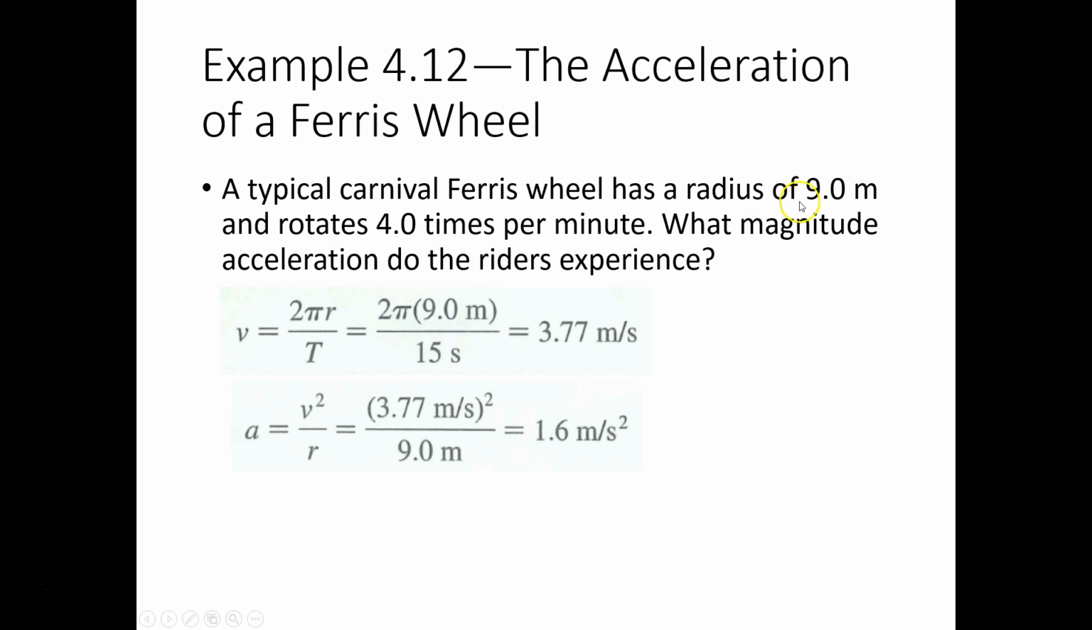So if I have a Ferris wheel, it has a radius of 9 meters, and it rotates 4 times per minute, they want to know what is the magnitude of the acceleration that the riders experience. So here we've got 2 pi r, 2 times pi times 9 meter radius, divided by that 15 seconds, we get 3.77 meters per second. So that's our tangential velocity. I'm going to take that, square it, divide it by r, and that gives us our centripetal acceleration. So it's 1.6 meters per second squared. And that is the end of the video notes.